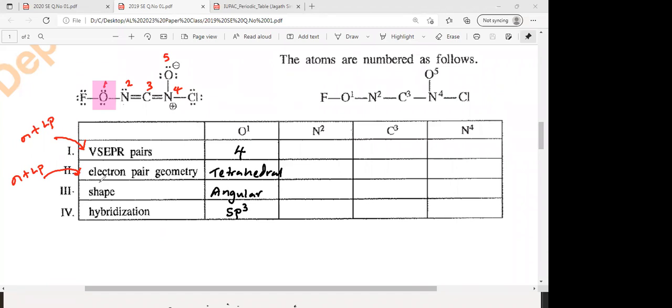Then can you post the answer for this? The second one, N2. Quickly post the answer, you can put commas. Yes, the second one, N2, that's this one. N2 will have how many pairs around it? Only 1 pi bond, and you have to ignore the pi bond. Only 3 pairs, no? 2 sigma bonds and 1 lone pair. Therefore, the electron pair geometry is trigonal planar.